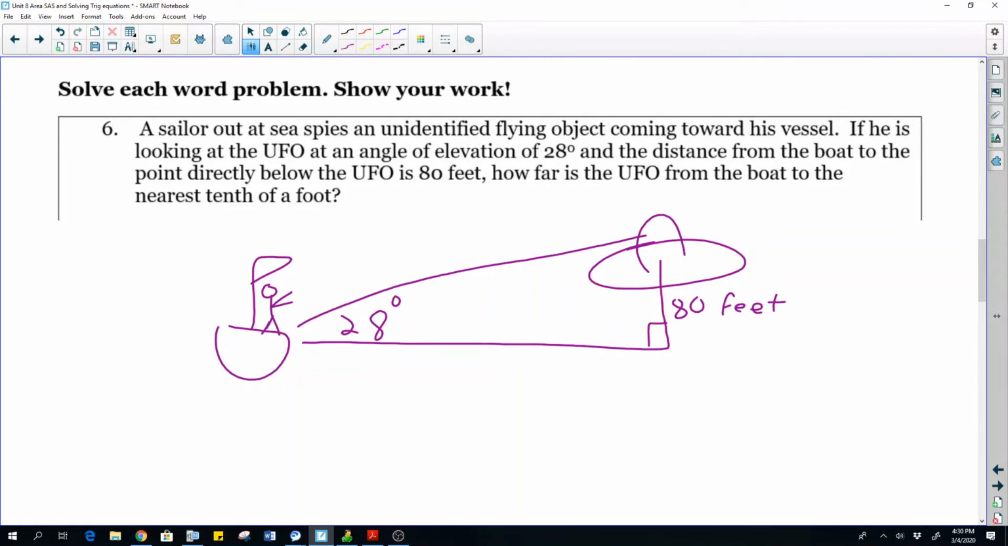How does he even know that the UFO is 80 feet below? Does he fly over there first, measure it, and then fly back to his boat and say, okay, how far? I don't know. Sorry, guys. Thanks for doing this with us, though.